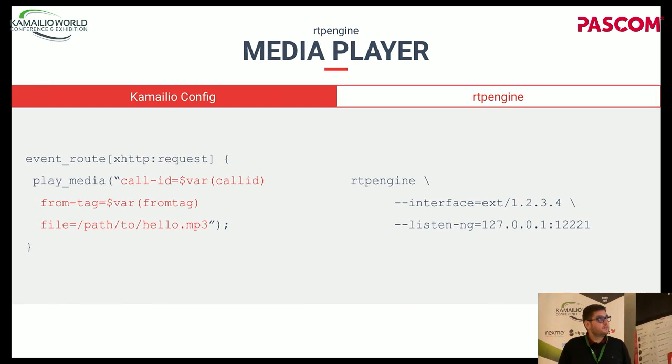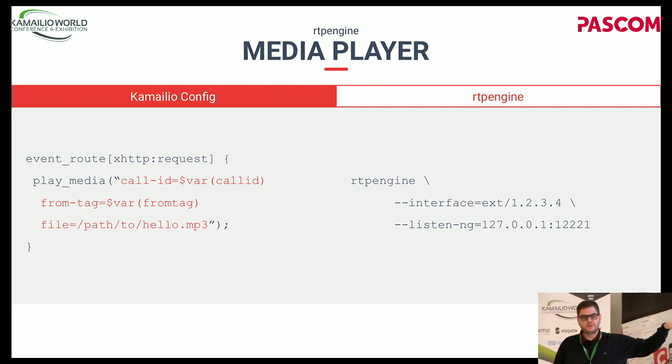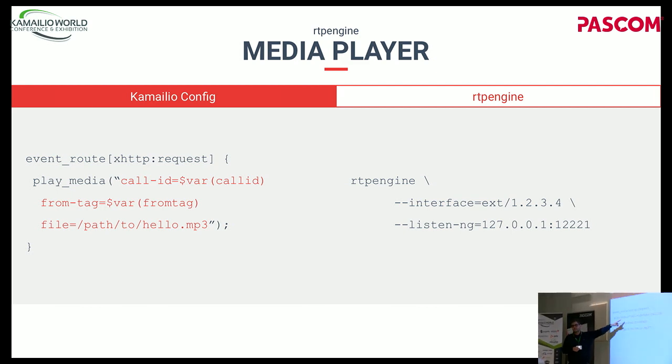In this example, you can use an event route for XHTTP in Kamailio, so you can send it a curl request if you want, or an API request. You will do some sanity checks, of course. And then what you tell RTPEngine is you say play media. You give it the call ID you got from your HTTP request, a from tag, like the direction, and the file.